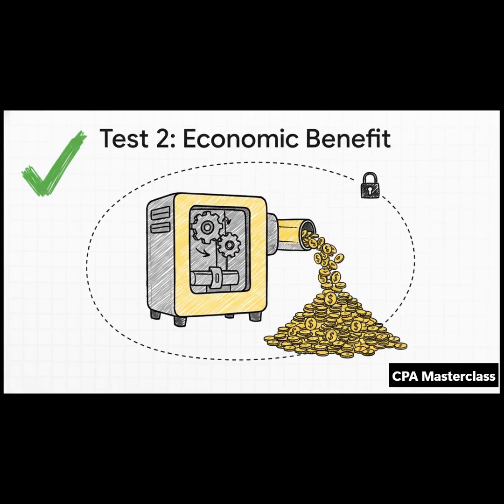All right, on to test number 2, economic benefits. Does New Electrical Corp get the main rewards from using this machine? Absolutely, yes. For that entire 7-year term, they have the exclusive right to use it. That means all the products it makes, all the profit it generates, all those advantages go directly to them. So, check. Step 2 passes.